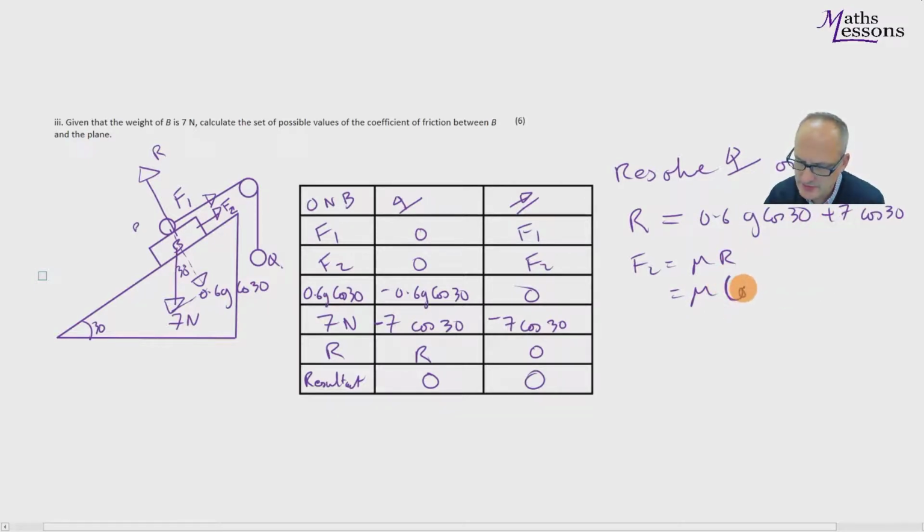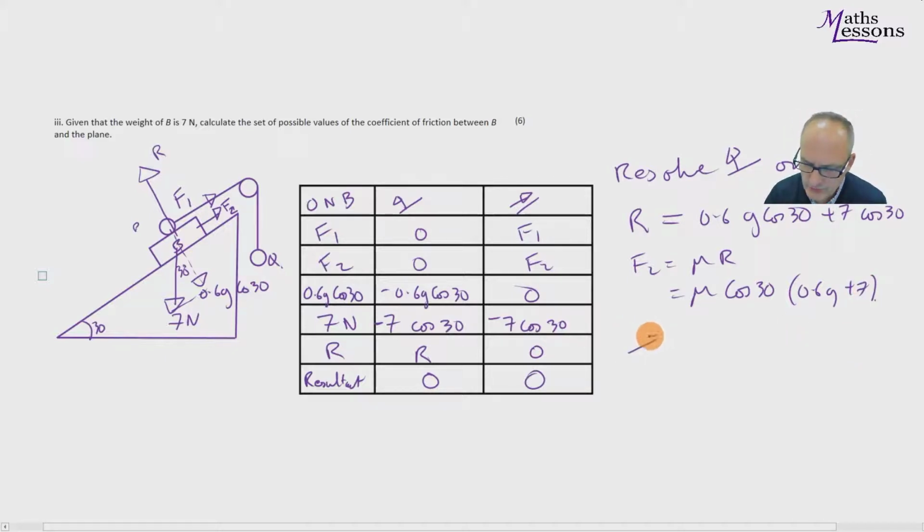Actually, I'm going to take the cos 30 out. There's a common factor of cos 30 there. That's a very poorly written cos 30. Let's just write that out better. Cos 30. So we've got 0.6 g here and a plus 7 there.